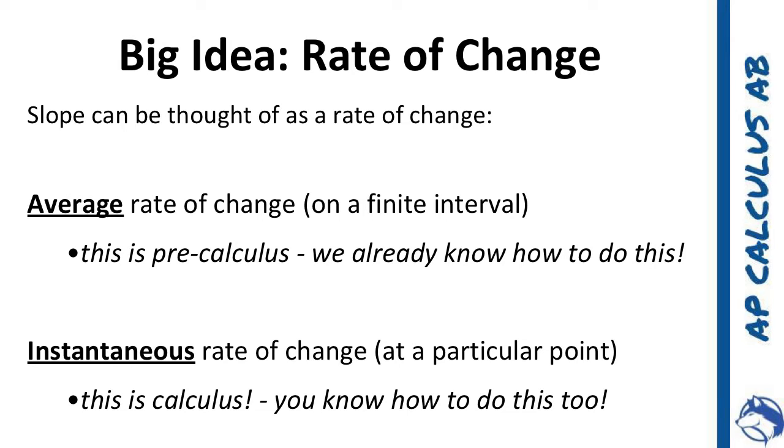So we're really talking about this big idea here, that rate of change. And so we think of slope as the rate of change. Average rate of change is something that we've done before. This is pre-calculus and we already know how to do that. That's basically finding the slope between two different points. Instantaneous rate of change, this is at a specific point.